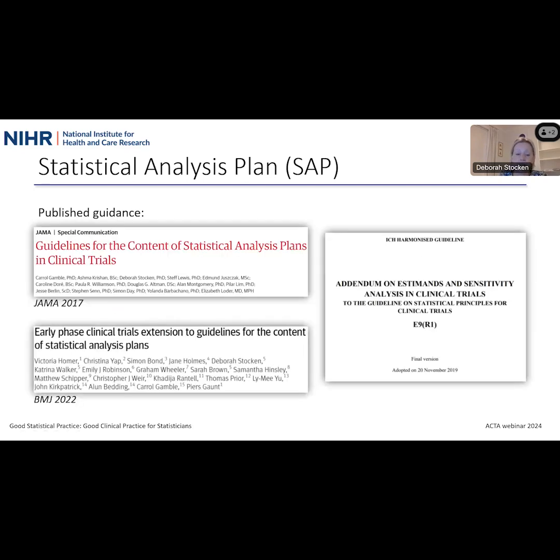And this is another slide that we use in the training, highlighting some of the published guidance that exists around analysis plans, and also reflection, guidance and signposting to the ICH specific guidance on statistical principles in E9 that you'll be aware of.